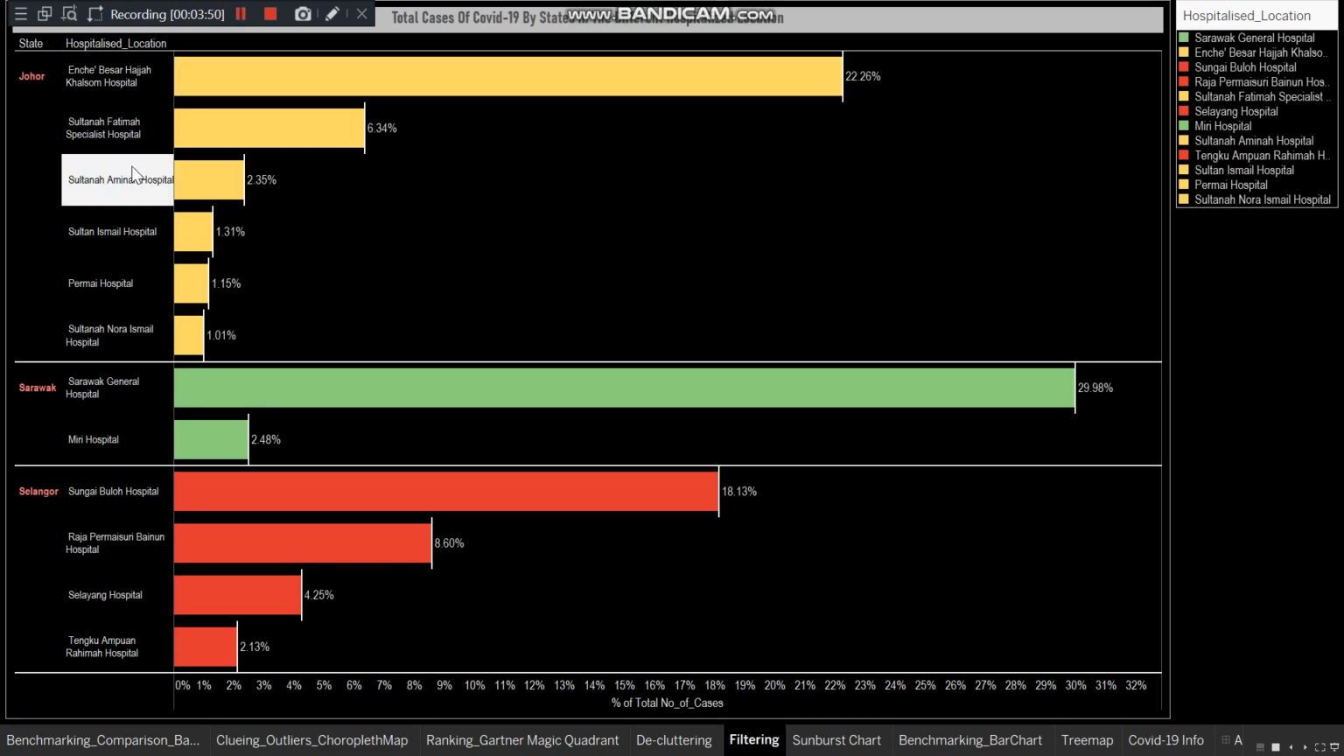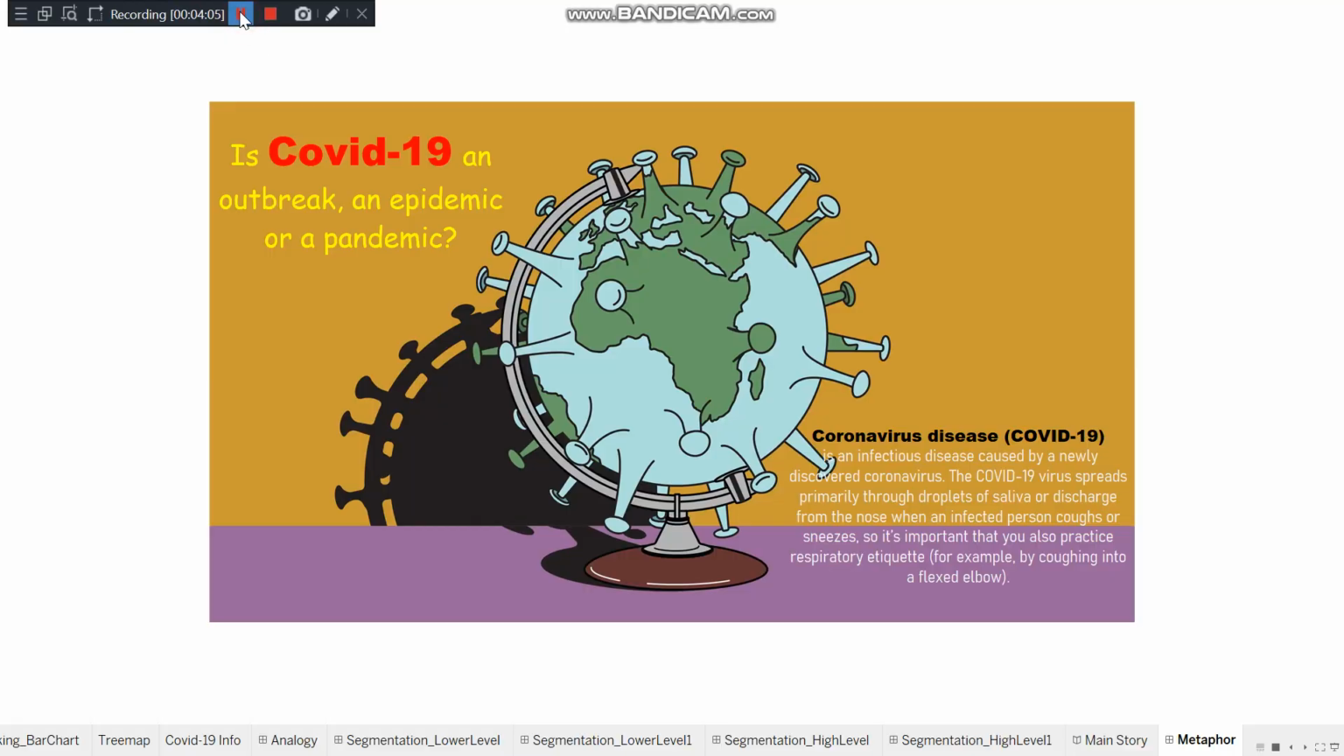From the previous chart, we already know that Johor, Sarawak, and Selangor have the highest total cases of COVID-19, so we only filter for these three states based on their hospitalized location. For the related pictures, we use the corona globe as a related picture to the COVID-19 pandemic that happened in Malaysia.